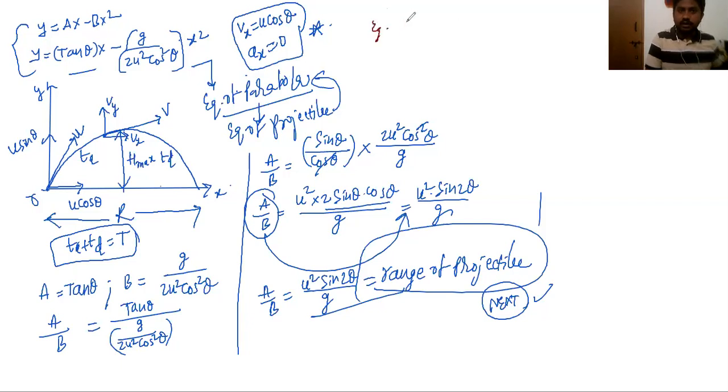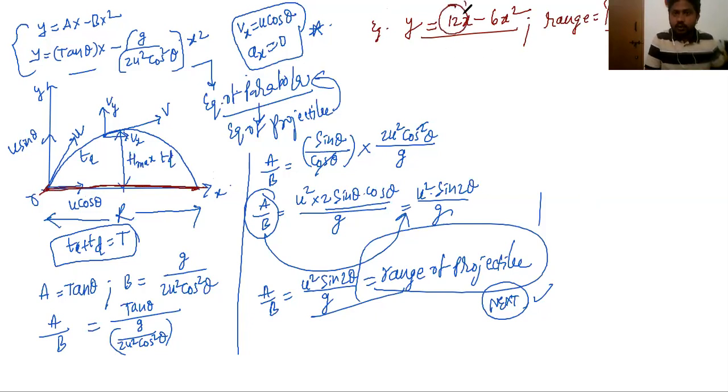Look at these examples, how they give it. Given the equation of a parabola or equation of a projectile is like this: y equals 12x minus 6x squared, this is the equation of a projectile motion, and find the range of the projectile. What is the range? The maximum horizontal distance traveled by the body from the start to the end. How to find the range here? This is in the form of y equals ax minus bx square. So a by b, a is 12 and b is 6, and your answer is 2 meters. So that's your range.